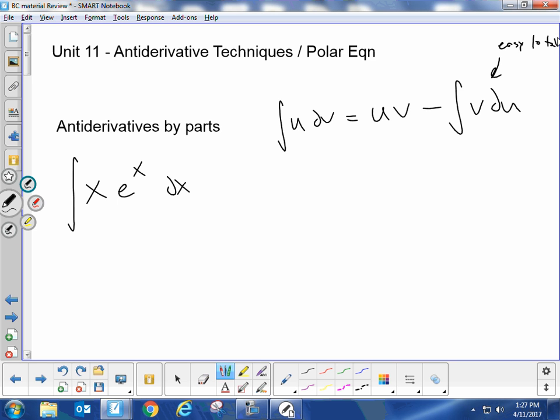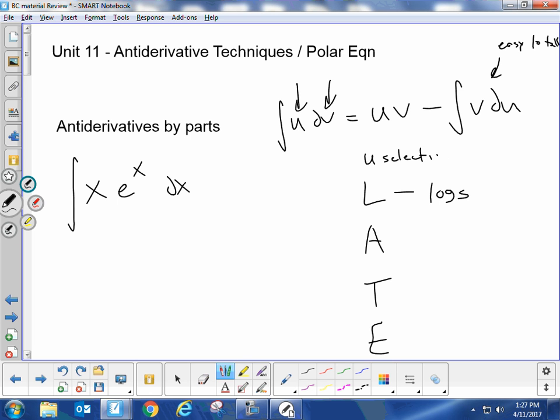Now, there are rules to help decide what is going to be the u part of your antiderivative and what is the dv part. We usually say it's LATE, which means L is logs. If you ever see a log in an integral being multiplied by something like that, this is what we will select u to be.